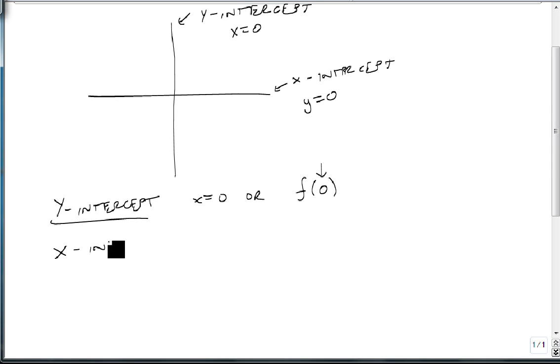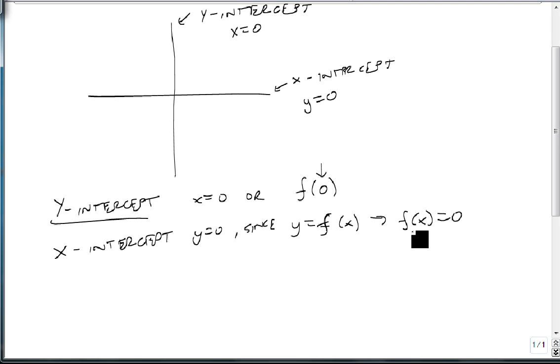When we're dealing with the x-intercept, though, this is whenever the y equals 0. And remember that since y equals f of x is our definition of function notation, this means this occurs whenever f of x equals 0. So we set whatever our function is equal to 0 and solve it to hit the x-intercepts. These are both very important pieces of information as we are looking at graphing.